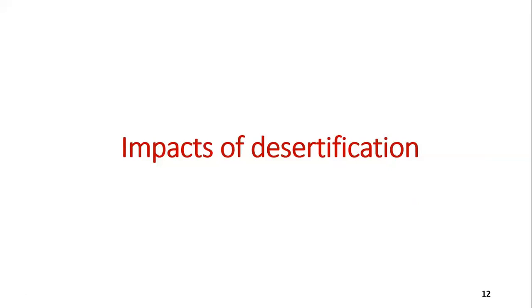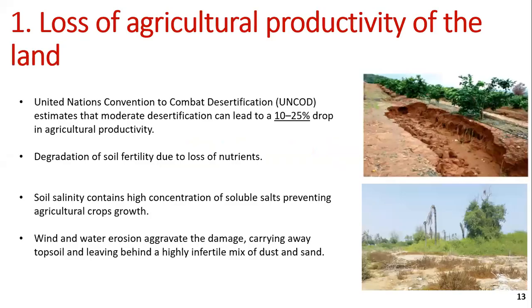Now, let's look at the impacts of desertification. One impact of desertification is actually the loss of agricultural productivity of the land. The United Nations Convention to Combat Desertification estimates that moderate desertification can lead to a 10 to 25% decrease in agricultural productivity. Why is that, do you think? It's basically because desertification can lead to degrading soil fertility and loss of nutrients, like what you can see here.